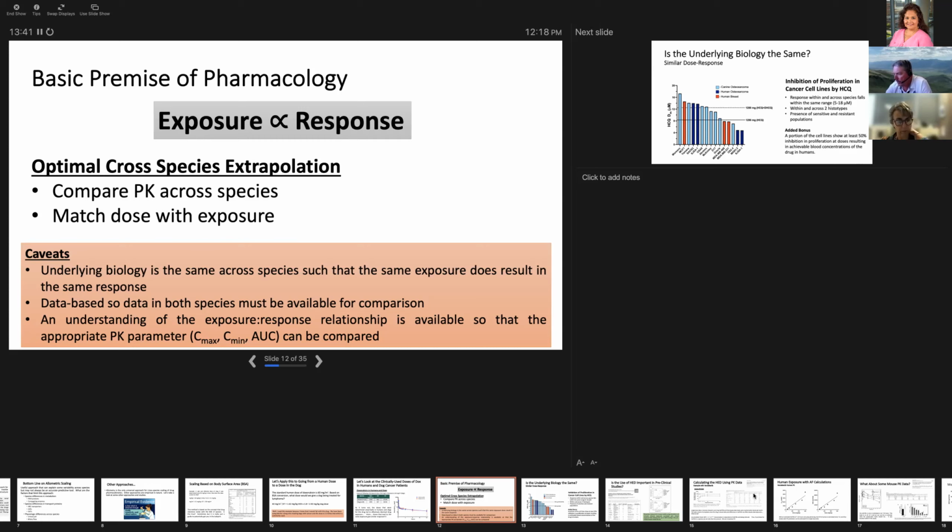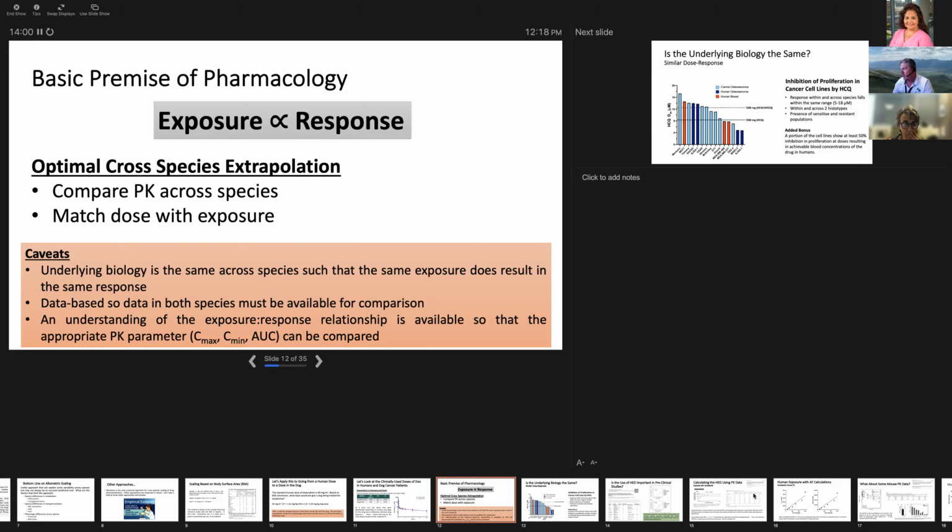This is also data-based, so data in both species must be available for comparison. And I hate to say it, sometimes you can trust some data more than others. So you have to be a little bit selective in terms of who did the study and what you're going to do. And we've run into problems with that in the past.